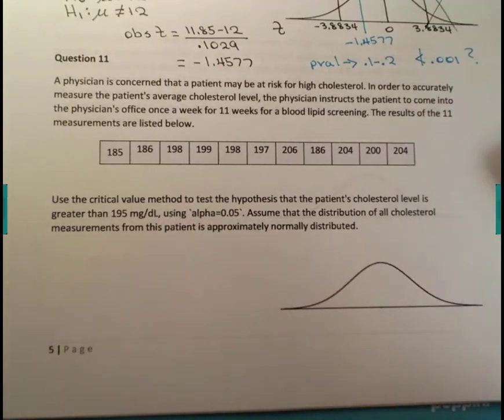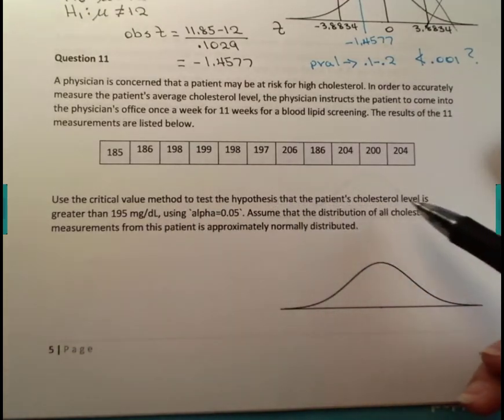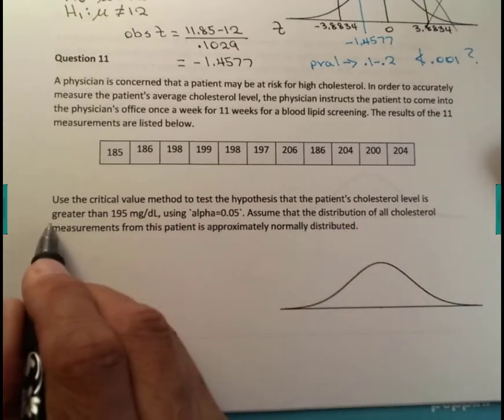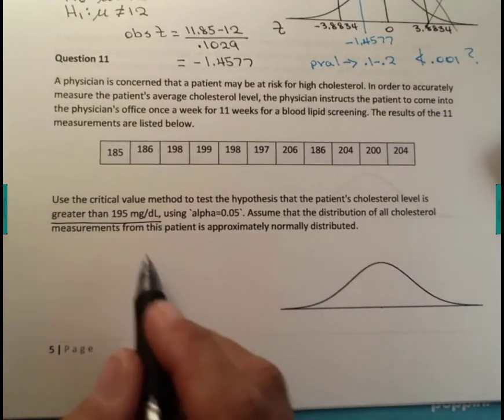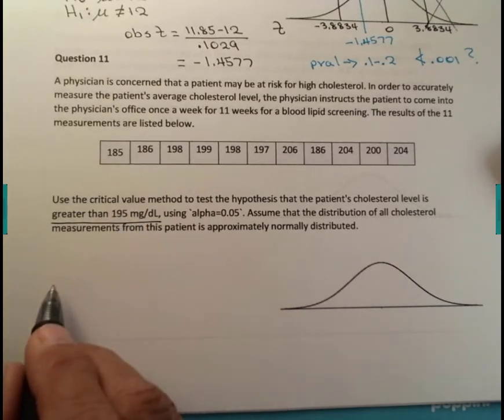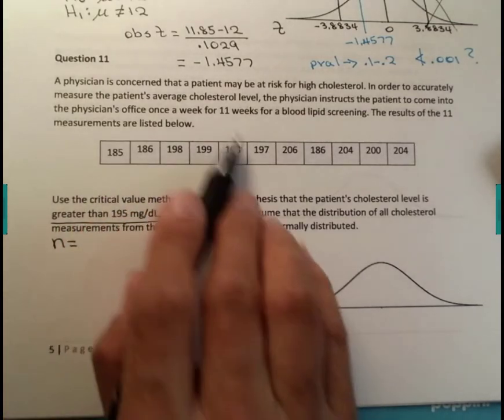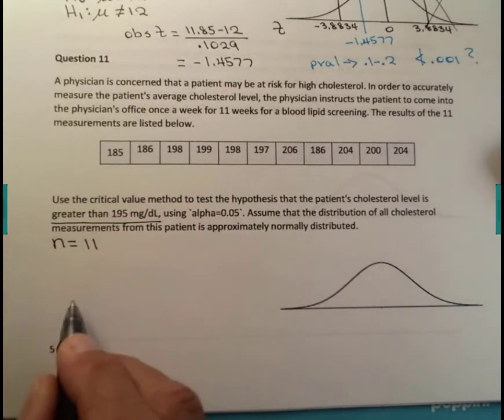We want to use the critical value method, and we'll also talk about the p-value, to test the hypothesis of the physician that the patient's cholesterol level is greater than the dangerous 195, okay? So I'm going to come down here and say n here is however many he took. 1, 2, well, he did 11 weeks, right? n is equal to 11 here.